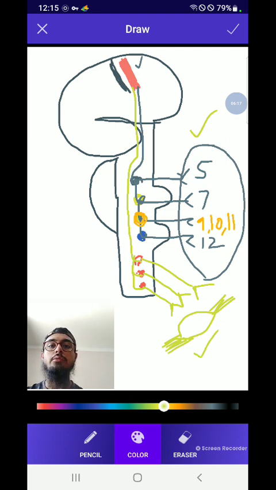The tract which controls cranial nerves 5, 7, 9, 10, 11 and 12 is the corticobulbar tract, and the tract which controls the muscles of the extremities, your skeletal muscles, through these nerve pathways is called the corticospinal tract. These two tracts are related with this area. So this is how the primary motor cortex controls the areas of your body.